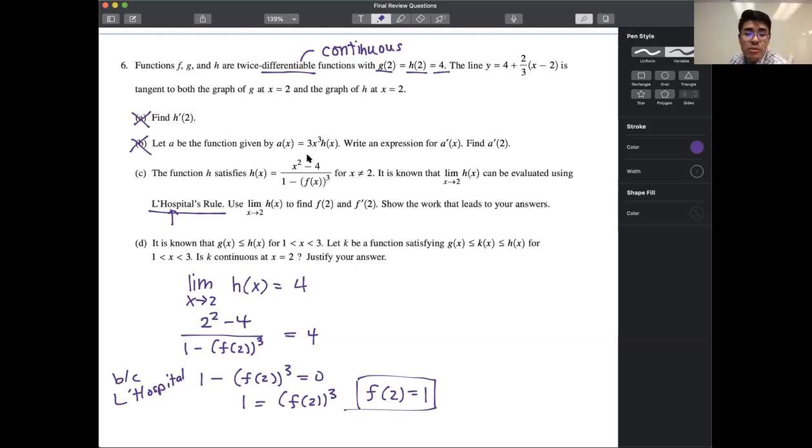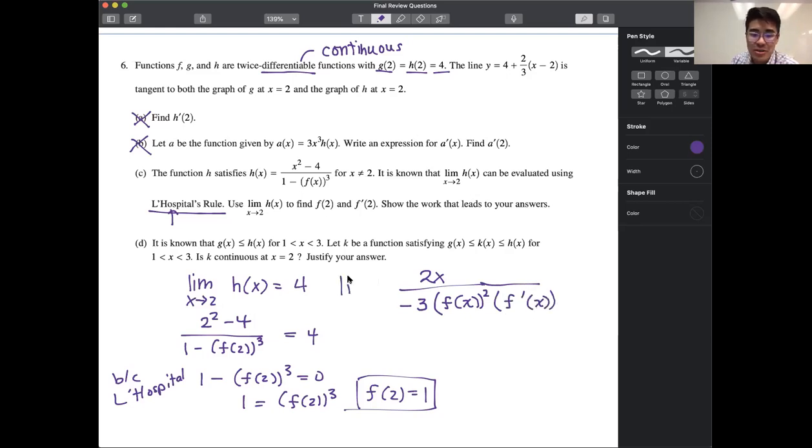L'Hopital's rule says we use the derivative of the top and the bottom. So let's take the derivative of the top. The derivative of the top is 2x. Derivative of minus 4 is 0. I forgot that last time. And then we take the derivative of the bottom. This 1, when we take the derivative, is equal to negative. We're going to talk about this more tomorrow, but we have to remember the power rule: -3 f of x, quantity squared. And then we have to remember the chain rule too. It's f prime of x.